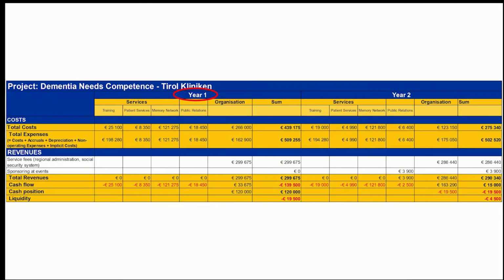In year one, we have expenses amounting to around 440,000 euro, but only revenues in the amount of around 300,000 euro. That means we have a negative cash flow of around minus 140,000 euros. However, our cash position in year one is 120,000 euro. This is money we did not spend the year before. The difference between these two amounts results in a liquidity of minus 19,500 euro.